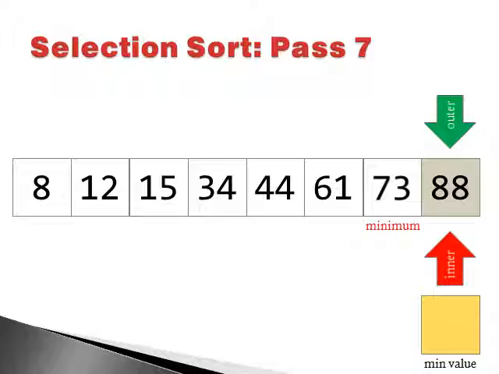Increment it one more time to get to pass 8. Once I'm at pass 8, the minimum value is 88. There's nothing else for me to check, which means I can just move the minimum value up into the 88, and that one's been sorted.